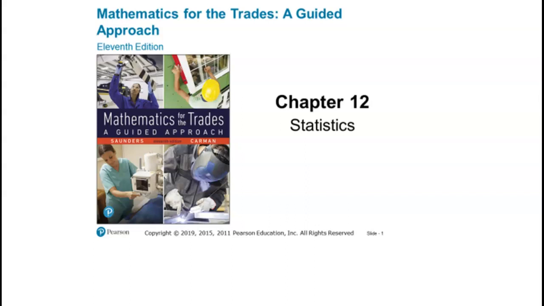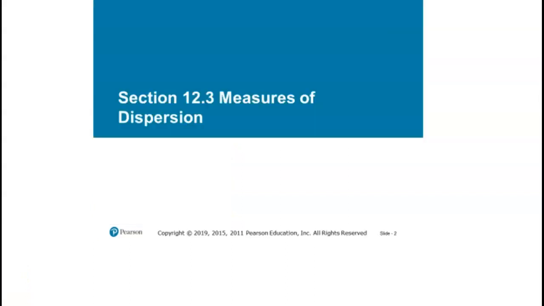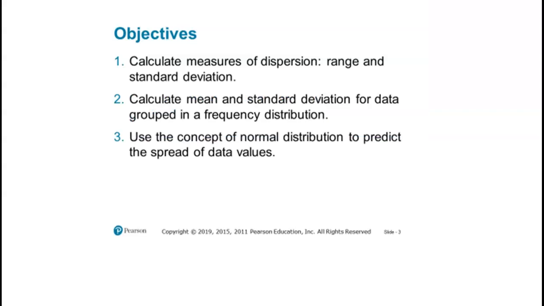This video will be continuing Chapter 12, Statistics, and we will start to look at Section 3, Measures of Dispersion. For measures of dispersion, we'll talk about range and standard deviation, and we'll also start to talk about frequency distribution, and then later working with groups.